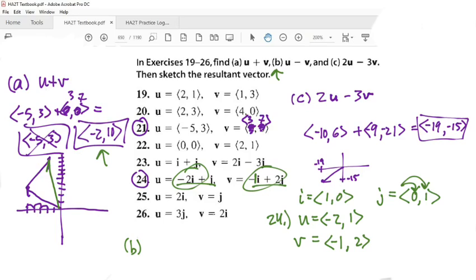It's U, negative 2I plus J, minus, and then we have to put parentheses because we have to remember to distribute the negative onto negative 2J, and then we distribute this, and then we get negative 2.